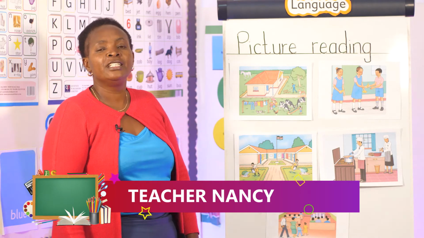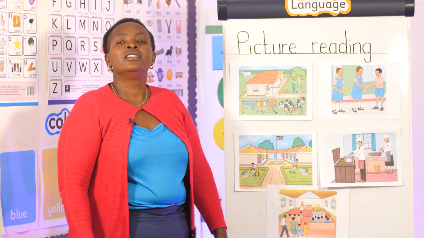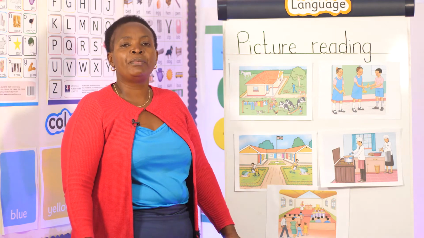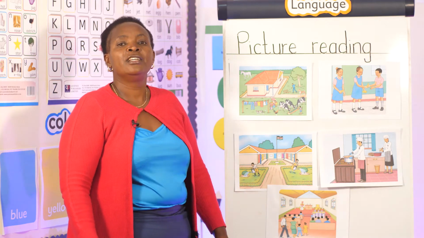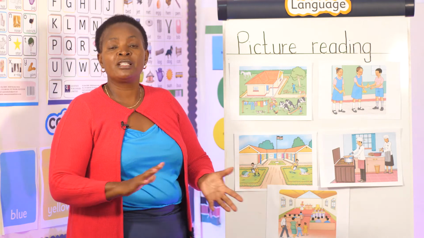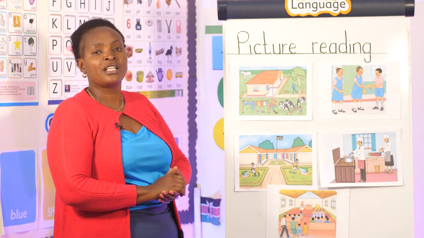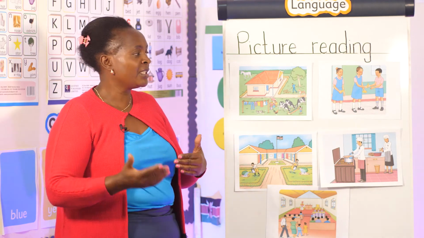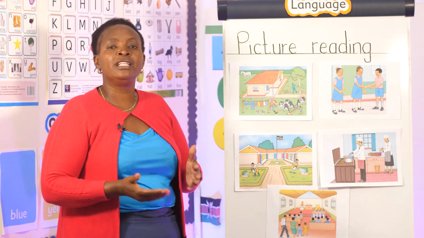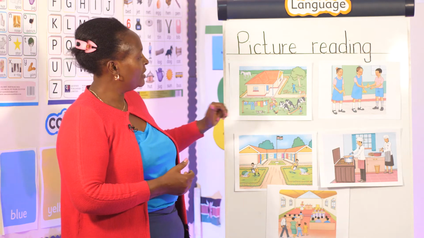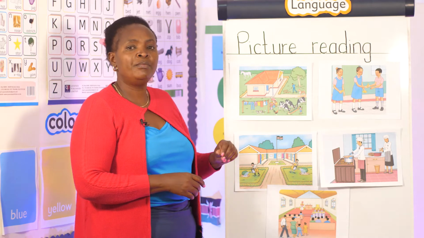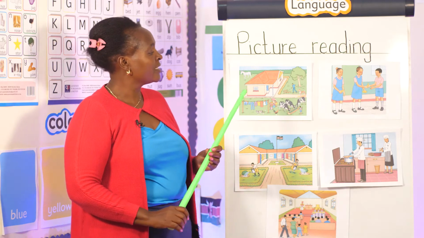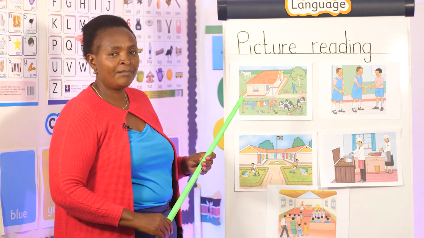Now, picture reading is another way of passing information. We can read a lot of information from the pictures that we experience every day, either in books, in newspapers, or even on our television sets as we are watching news. We are able to get a lot of information from the pictures that we interact with on a daily basis. Now, on my board here, I have several pictures. Maybe you can look at them and then we can ask ourselves what is happening in these pictures, okay?